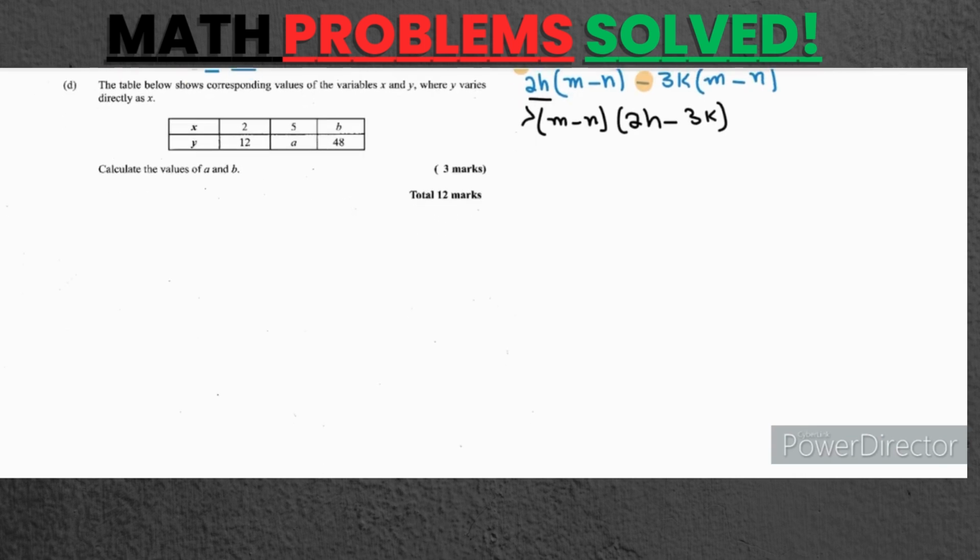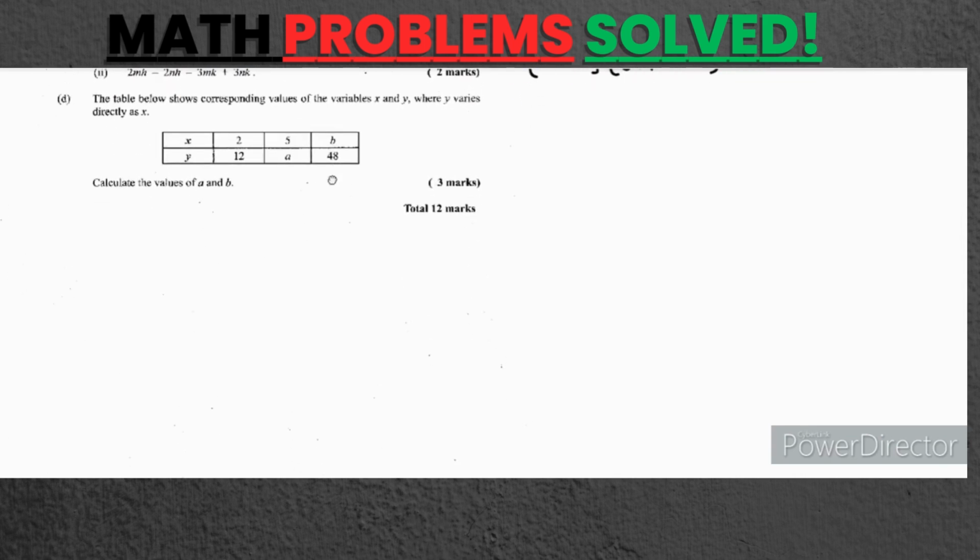Then we will move to the next question. What the next question says here: the table below shows corresponding values of the variables x and y, where y varies directly as x. So the relation between y and x is given to us here. They say y is directly proportional to x. It means when x increases, y will increase, and when x decreases, y will decrease, right? So what we have to do is calculate the value of a and b, the unknowns, right?